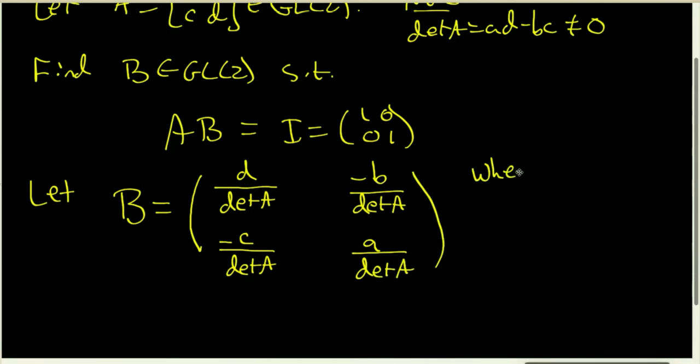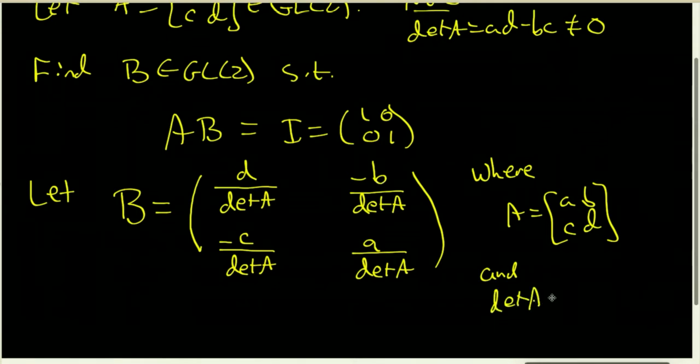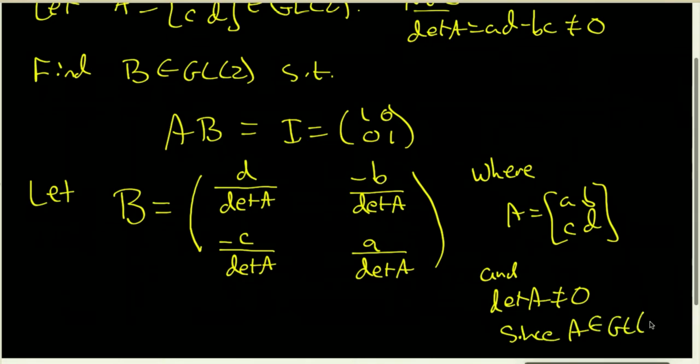And this is indeed where A is the matrix A, B, C, D. So these A, B, C's, and D's are the same as they are in A. And remember, the determinant of A is known not to be 0 since A belongs to GL2. So that means I can divide by it.